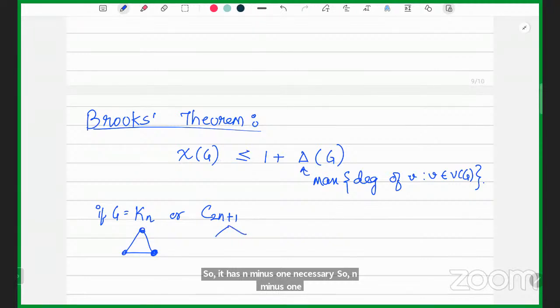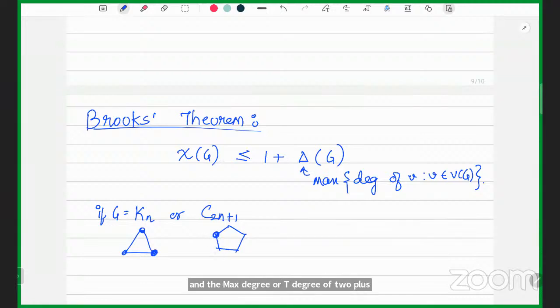If you look at any odd cycle, this is also an odd cycle, by the way, the max degree, or degree of any vertex, is 2, and 2 plus 1 is the chromatic number. Any odd cycle needs 3 colors to properly color it. So this we had seen. What Brooks' theorem tells us is that these are indeed the only graphs for which the equality will hold.